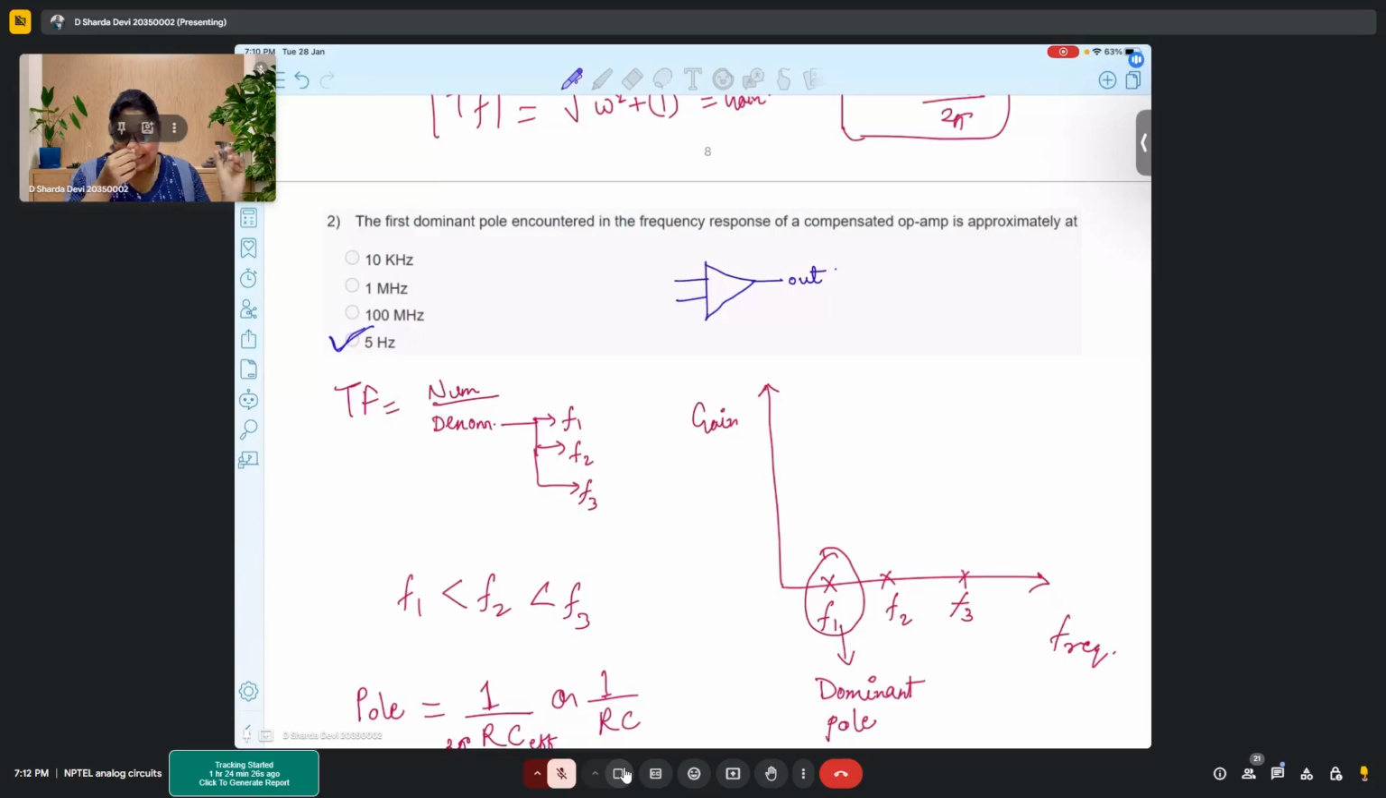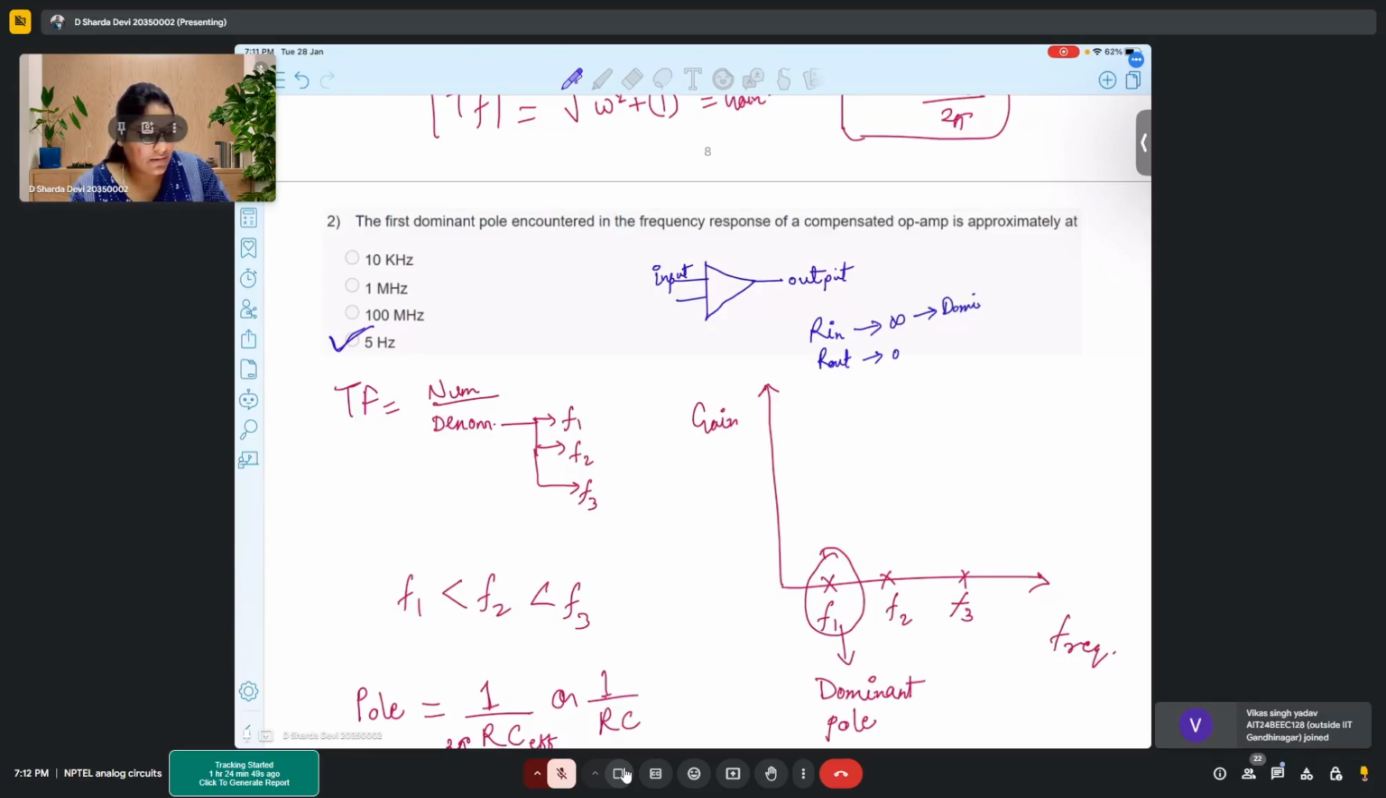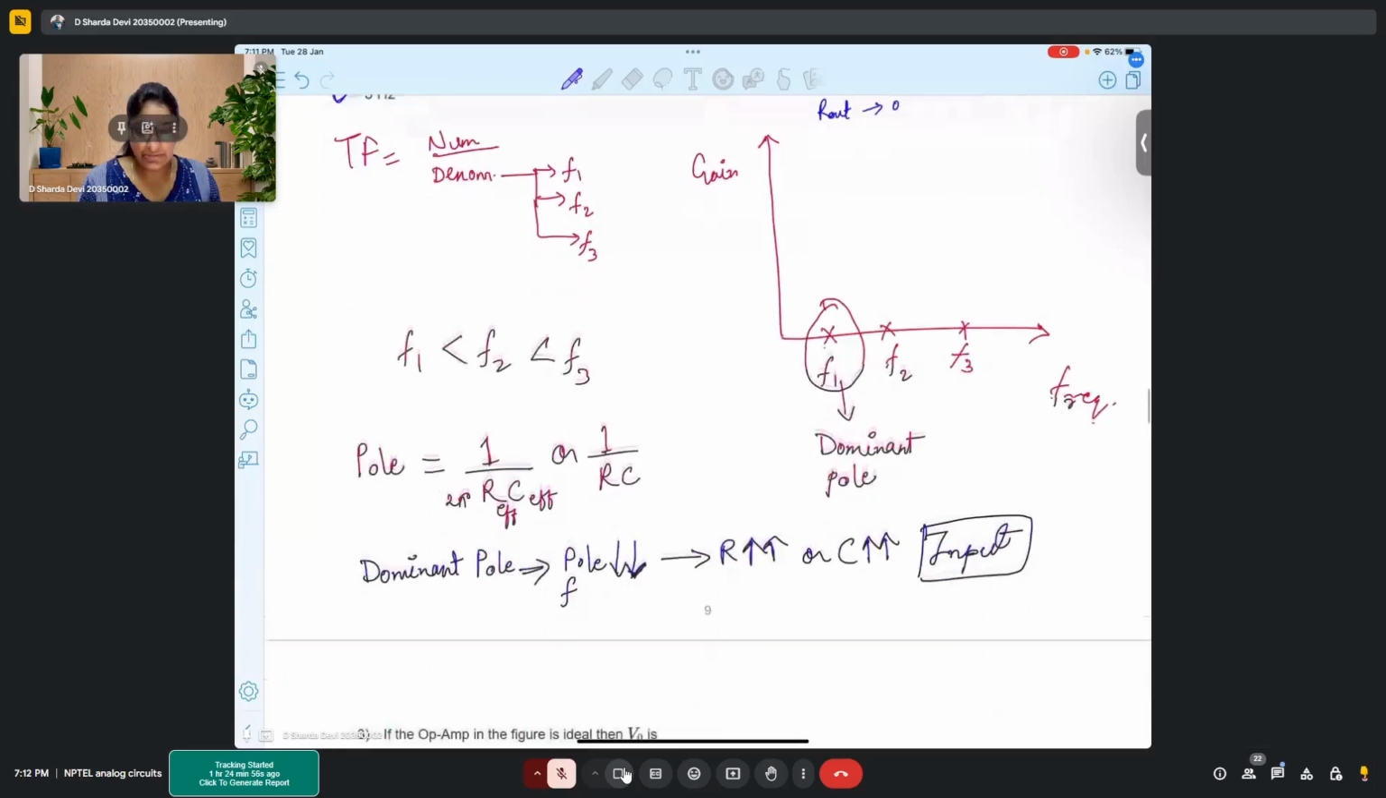So is this clear? What is a dominant pole? How to identify the dominant pole? Why is the input pole the dominant pole? Is this clear to everyone? Yes, ma'am. Okay. All right, so let's move on to the next problem.